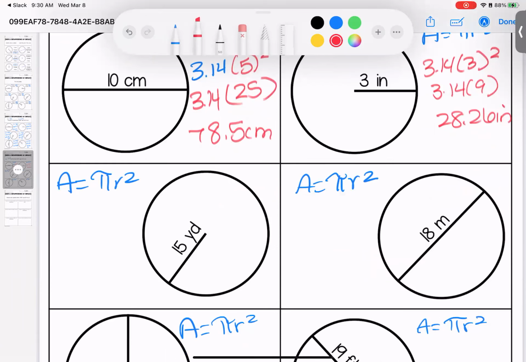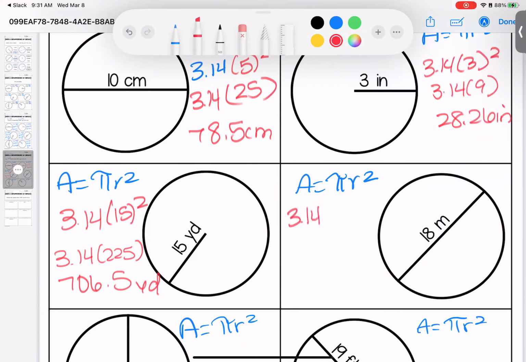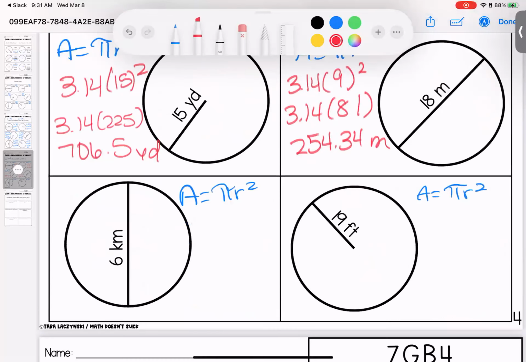Here again, I have the radius. Radius is half. So 3.14 times 15 squared. 15 squared gives me 225. When I put that into my calculator, I get 706.5 yards. Over here, I am given the diameter, so I have to cut it in half. So 3.14, half of 18 is 9 squared. 9 squared is 81. 3.14 times 81 gives me 254.34 meters.